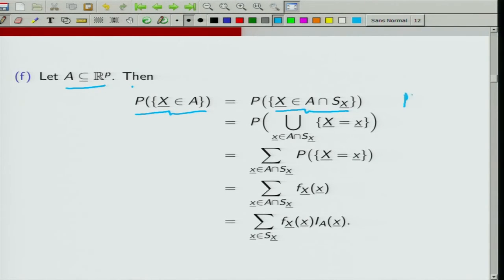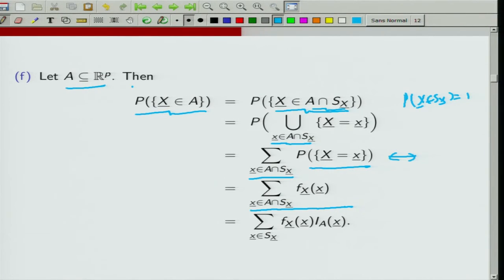This is possible because the probability of X belonging to S_X is 1. Now, this set has become countable. I write this as a union of singletons: the union over x belonging to A intersection S_X of {X = x}. Now, this is a countable union of disjoint sets. So, by the countable additive property of the probability function, this is the same as the summation over x belonging to A intersection S_X of the probability that X equals x, which is the same as the sum over x in A intersection S_X of f_X(x).